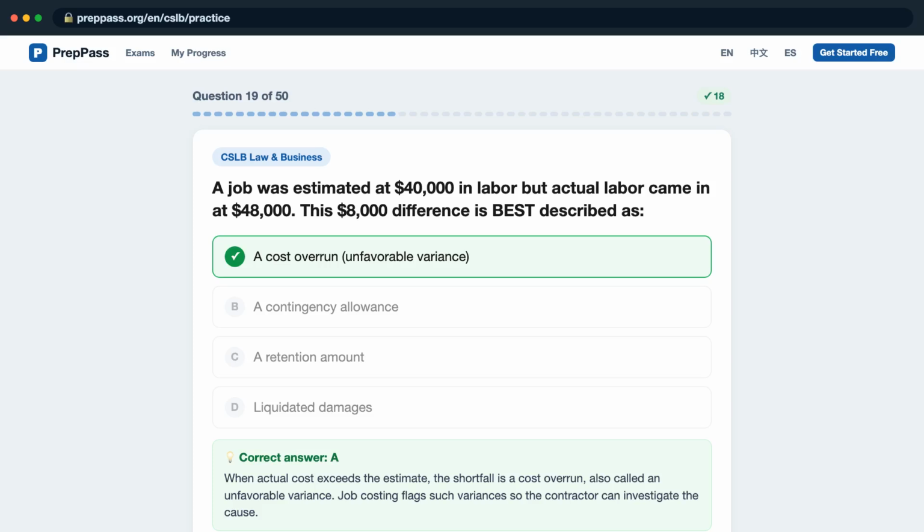When actual cost exceeds the estimate, the shortfall is a cost overrun, also called an unfavorable variance. Job costing flags such variances so the contractor can investigate the cause.